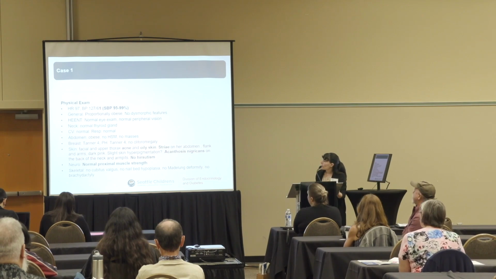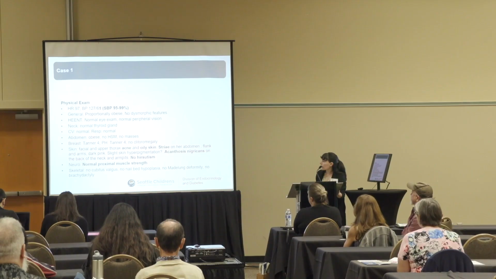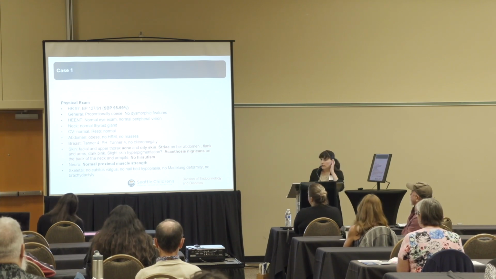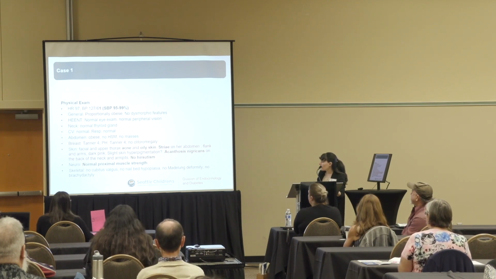Next slide. On the physical exam, she was slightly hypertensive. She had proportionate obesity. Her abdomen was obese. She had breast Tanner stage 4 with pubic hair Tanner stage 4 and no clitoromegaly. She had facial and upper thorax acne and oily skin, striae on her abdomen and arms that were dark pink. And there was a slight skin hyperpigmentation that became very obvious after we diagnosed her and provided intervention. That's why I put it as a question mark, because I didn't realize how pigmented she was then. She had acanthosis nigricans on the back of the neck and armpit and no hirsutism.